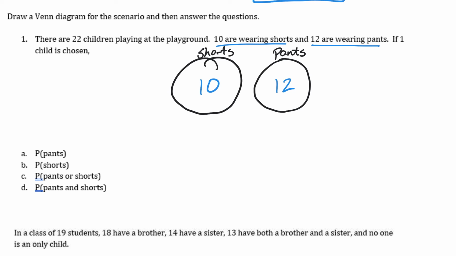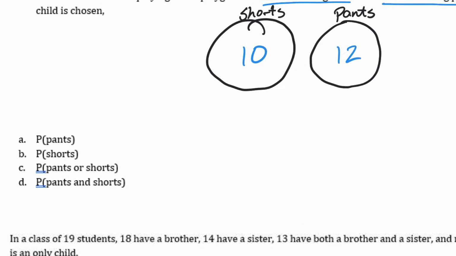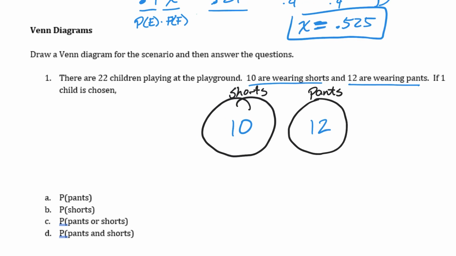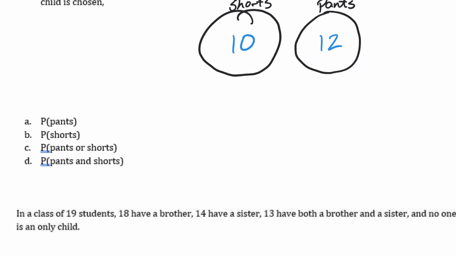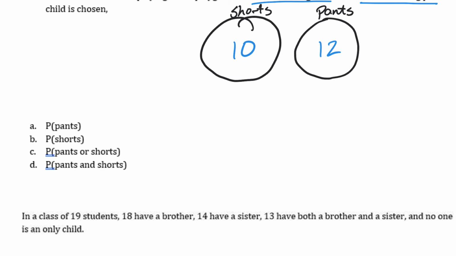So let's go ahead and solve our proportions here. We'll try to keep our Venn diagrams in the picture. There we go. So the probability of choosing a kid with pants, well, 12 of our 22 are wearing pants. So our probability is 6 out of 11. We'll leave them in fraction form for this section.